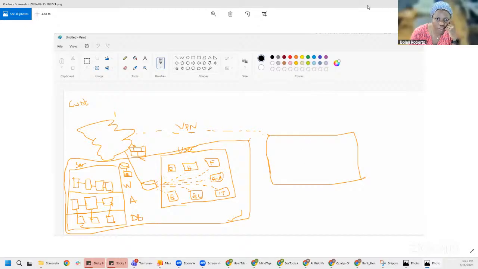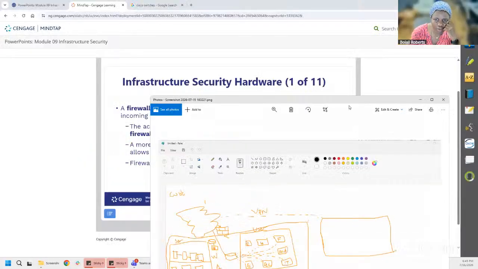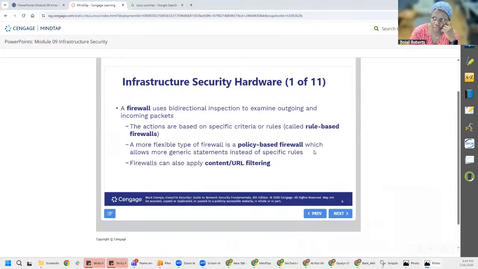All right, so the firewall is pretty bi-directional. Most of you may have heard about the firewall. It is inspecting the packets that are egressing or ingressing the network to take certain actions, whether to deny or to allow that traffic. So the actions are really based on specific rules.